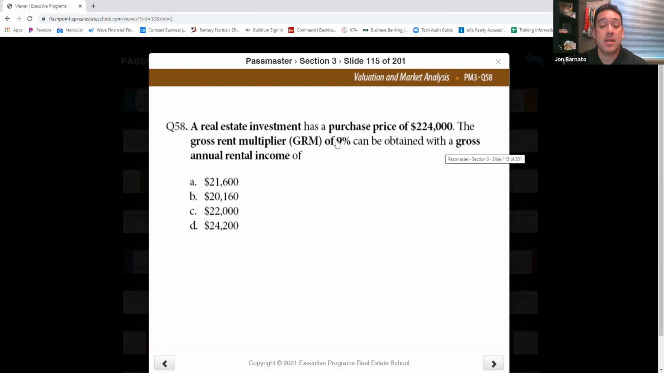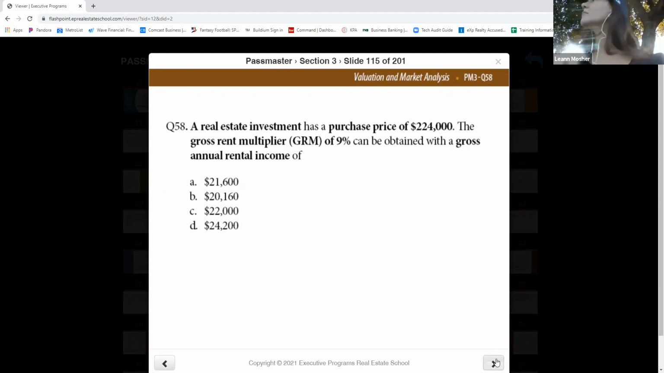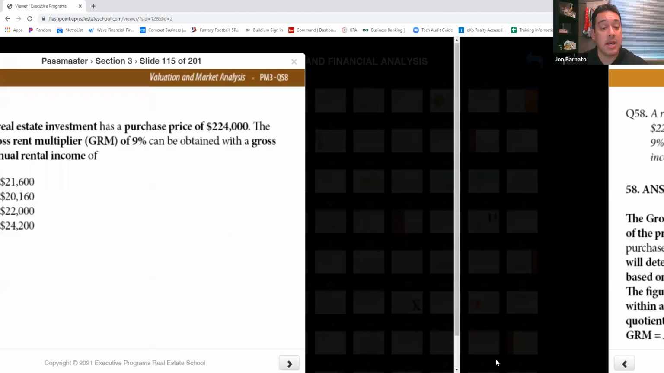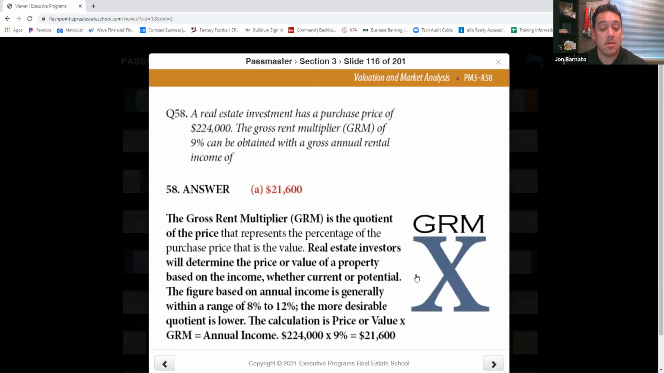The rate equals the income over the purchase price. So in this case, you would have to divide 224 by 9%. Without a calculator, it'd be A or B. What's that? Yeah, it is A. I said without a calculator, it'd either be A or B.